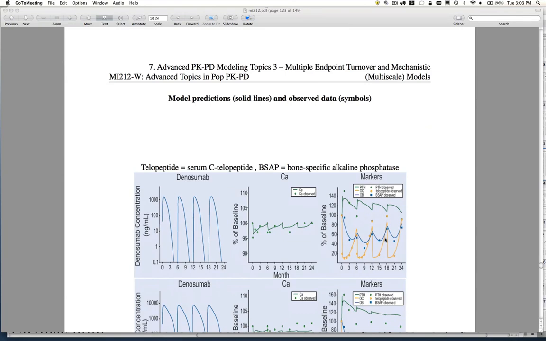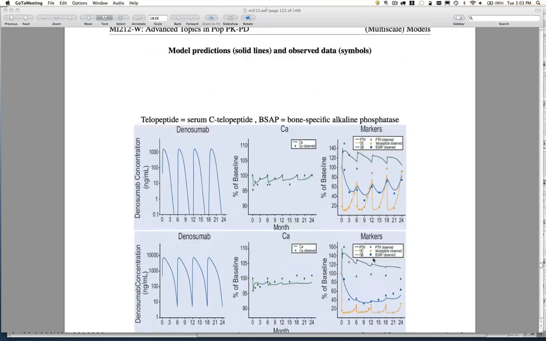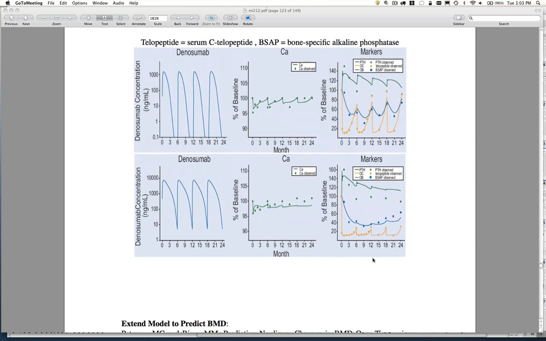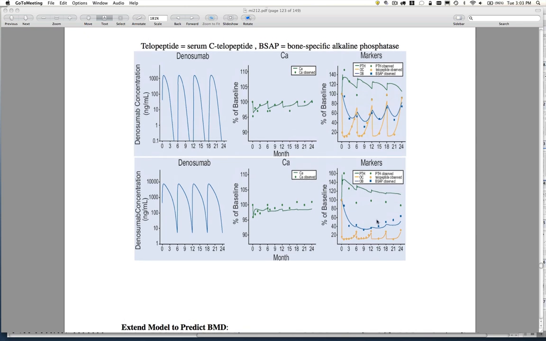And we're actually starting to observe some of that within the clinical data. So when we simulated again what happens when you discontinue therapy, we actually saw a rebound in these markers up above baseline with a subsequent return.